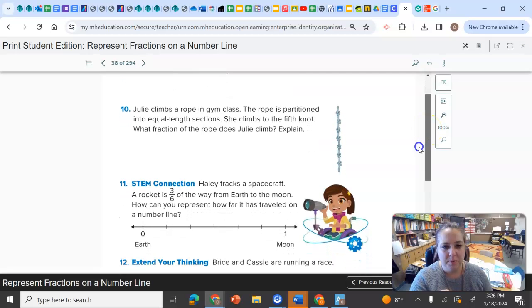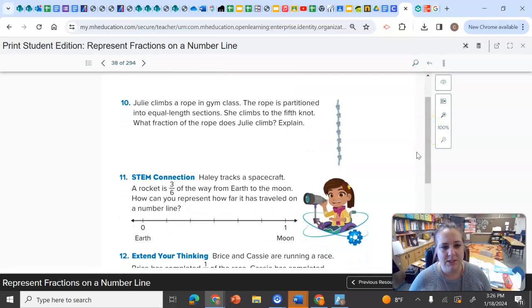Julia climbs a rope in gym class. The rope is partitioned into equal length sections. She climbs to the 5th knot, not to tie it. She climbs up to the 5th knot. What fraction of the rope does she climb?